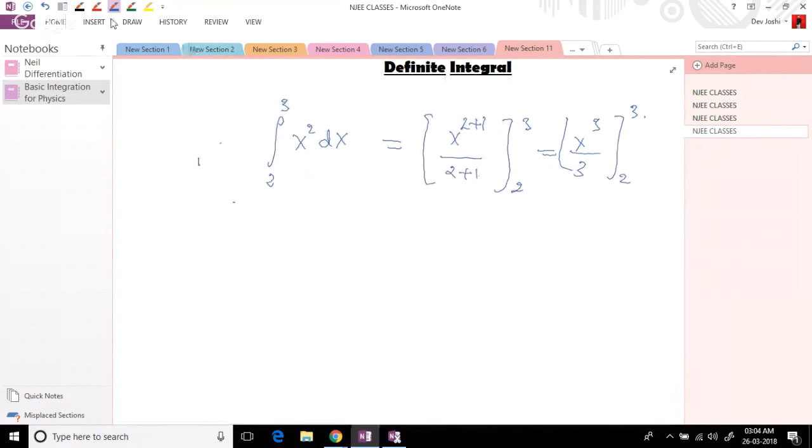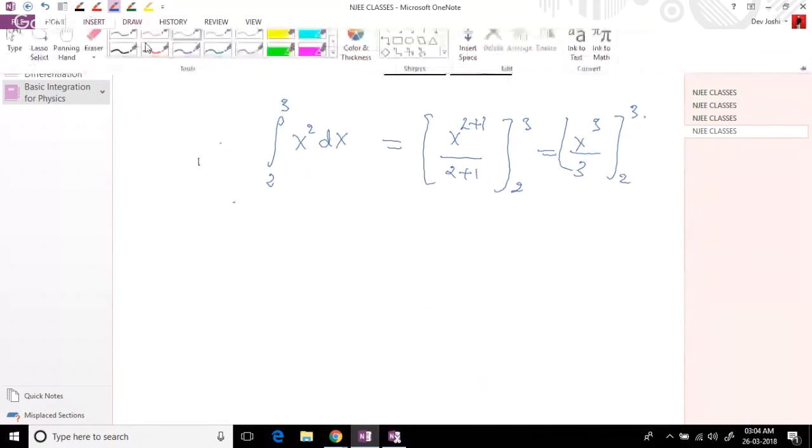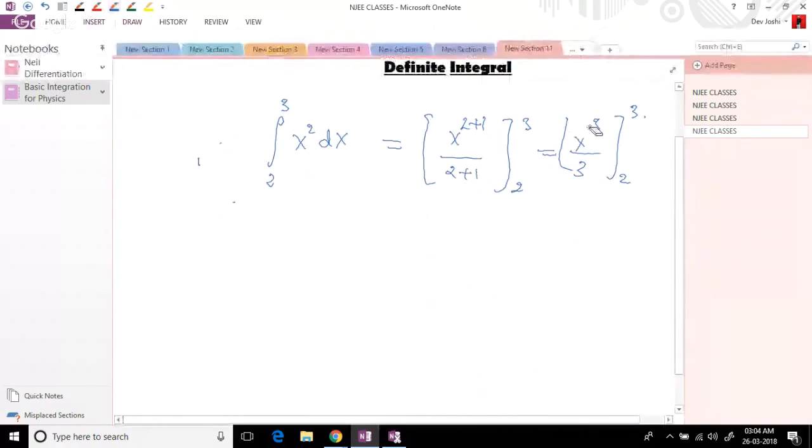In place of the variable, whatever you are having, you will first put up the upper limit, and then put up the lower limit. This is what we call the upper limit, and this is what we call the lower limit. So in place of the variable, just put upper limit minus lower limit.